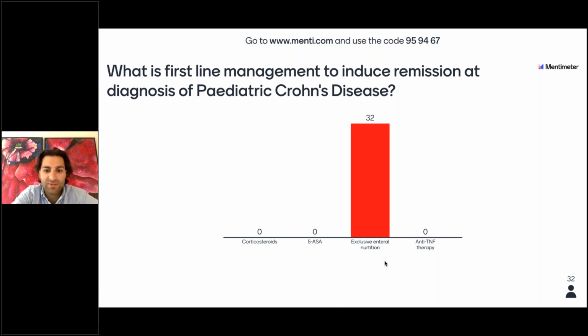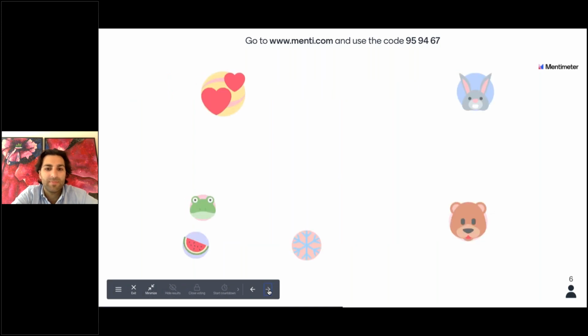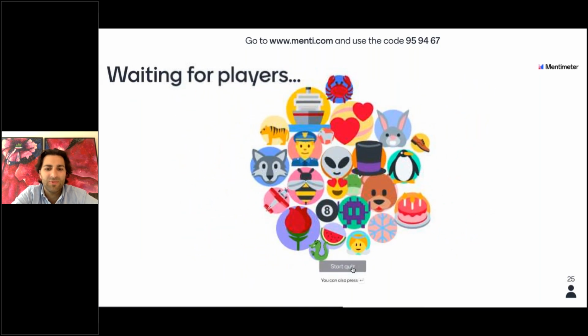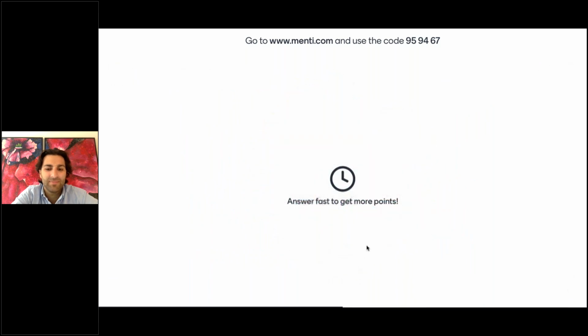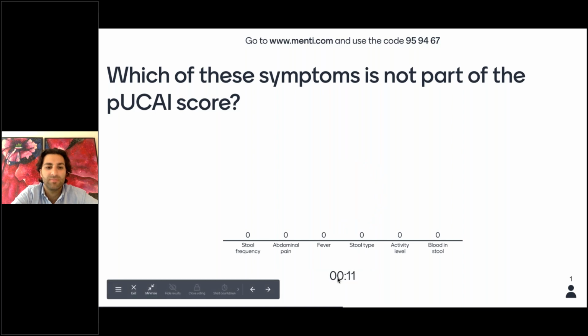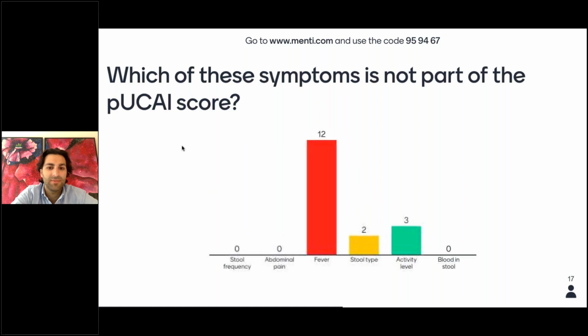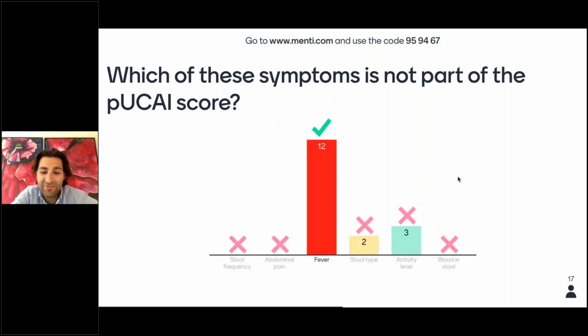Right, the next question is, which of these symptoms is not part of the PUCAI score? It's fever. Sorry for those who went with stool type and activity level. Fever is not part of the PUCAI score. That's part of the PCDAI score.